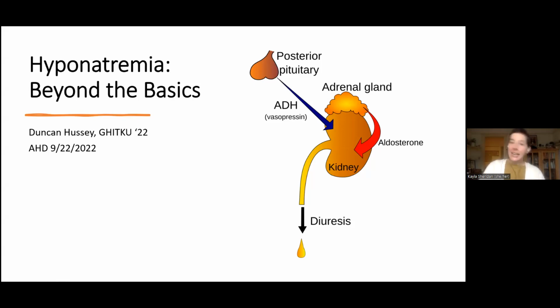We have a last-minute schedule change for you, with some cameos from some recently graduated, now PGY4s, talking with you today. To start off, wonderful Dr. Duncan Hussey, recent graduate of our program and now nocturnist in the UW system, is going to be talking to us about hyponatremia. So I will go ahead and let Duncan take it away.